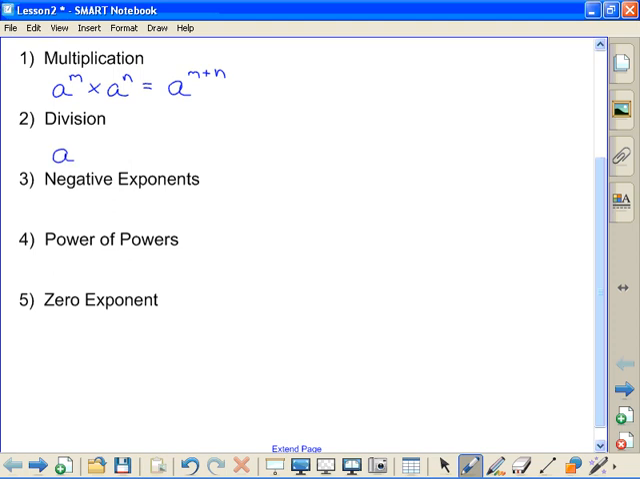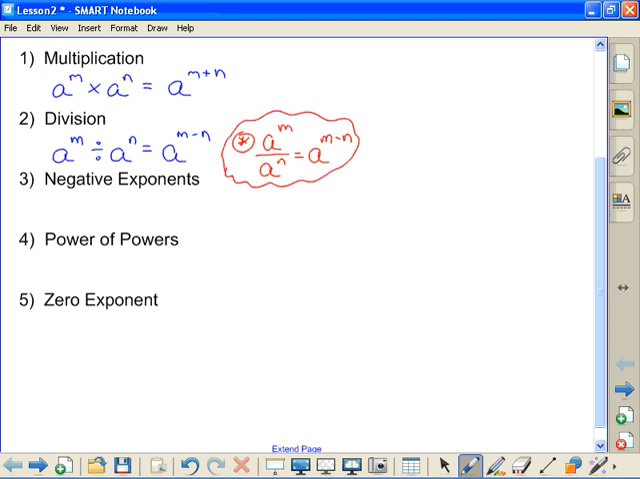For division, it's going to look like this. When we have division, when the bases are the same, we subtract the exponents. Now keep in mind, I'll do this off to the side here, maybe in red. It can also look like this, a to the m over a to the n, so it can be written as a fraction as well. So keep that in mind, just a different form of division.